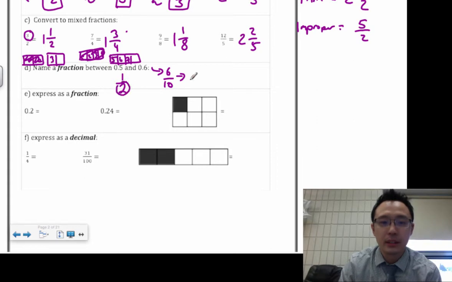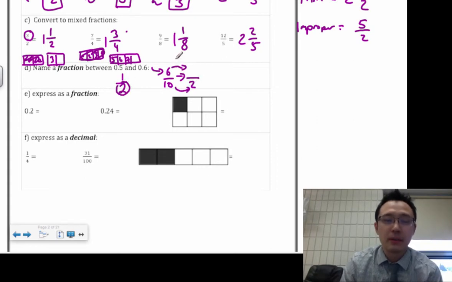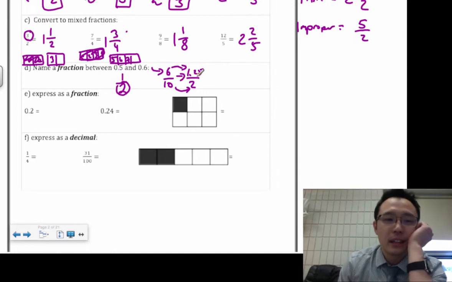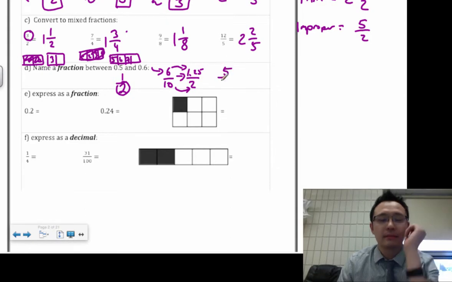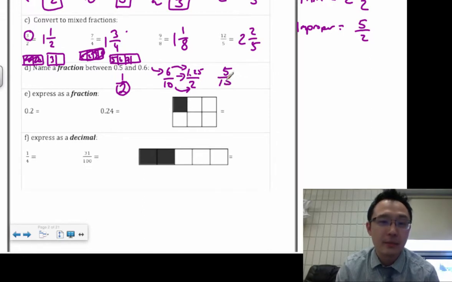So let's divide that by 5. This one divided by 5 is going to be a tricky one. It's like 1.25 or something like that. So I think a fraction between that would be about, let me see, maybe 5 over 10. Well, wait, that wouldn't even work because that would make 1/2. So it'll probably be something in between there.